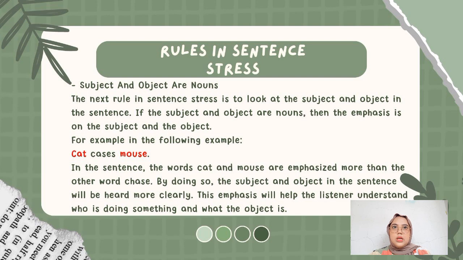Second, subject and object are nouns. The next rule in sentence stress is to look at the subject and object in the sentence. If the subject and object are nouns, then the emphasis is on the subject and the object. For example, in the following example, "cat chases mouse." In this sentence, the words cat and mouse are emphasized more than the other word, chases. By doing so, the subject and object in this sentence will be heard more clearly. The emphasis will help the listener understand who is doing something and what the object is.